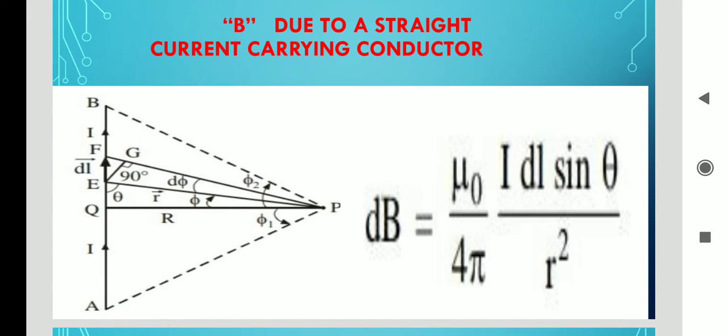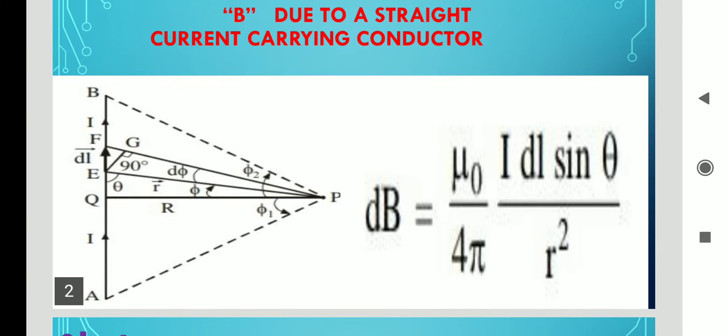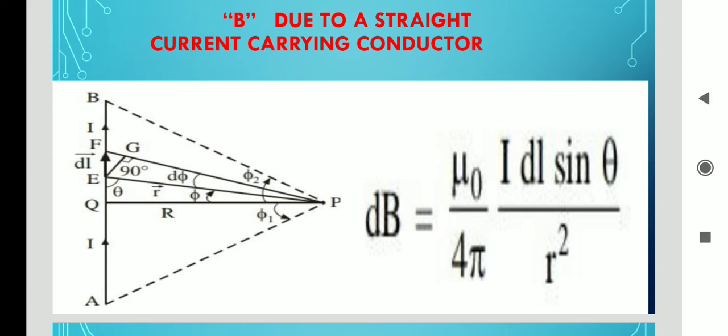My dears, good morning. Welcome to today's talk about magnetic field due to a straight current carrying conductor. We are going to determine the value of B due to a straight current carrying conductor. This is one of the applications of Biot-Savart law. From the previous session, we already know what is meant by Biot-Savart law.